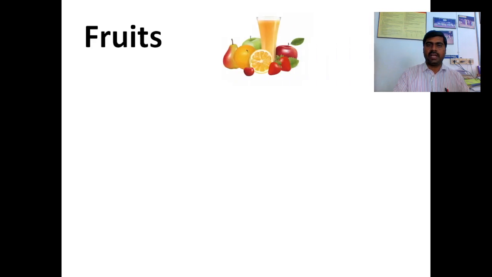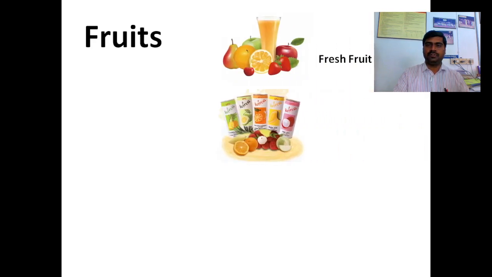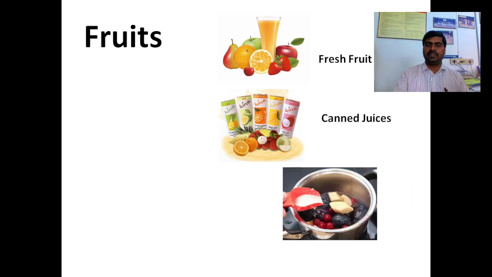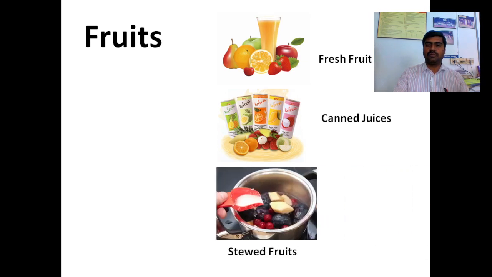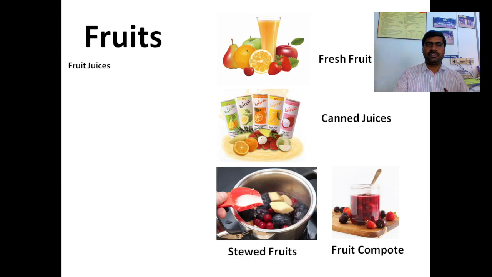Here, let us see some common dishes served during breakfast in the European region. The first one is fruits. We have fresh fruits, juices, canned fruit juices. Then we have stewed fruits, fruit compote, fresh fruit juices, traditionally made out of citrus fruits. Sometimes pineapple and grapefruits are also offered.